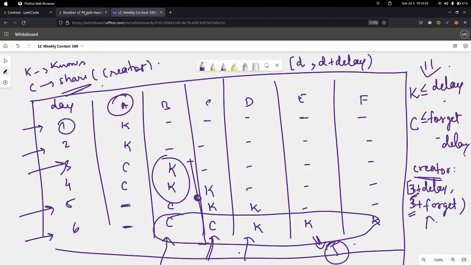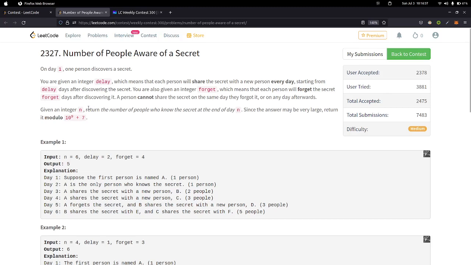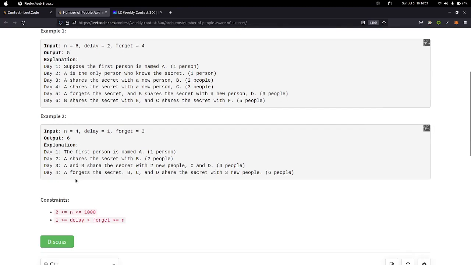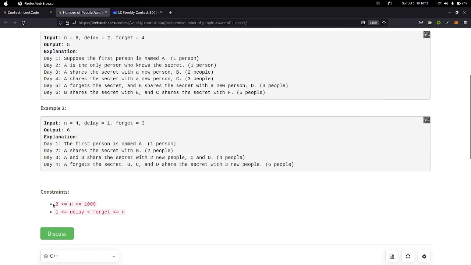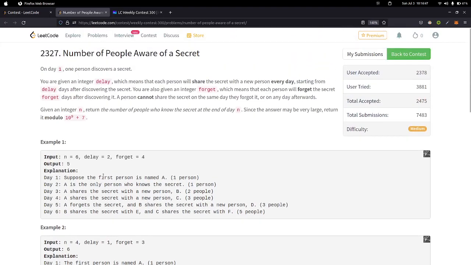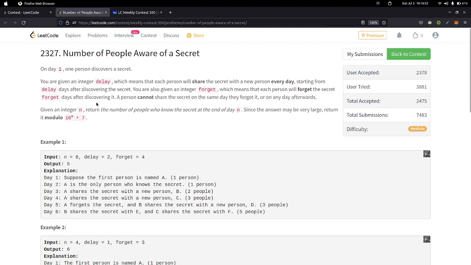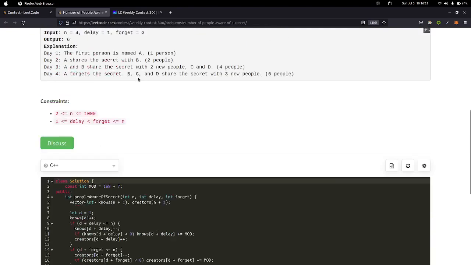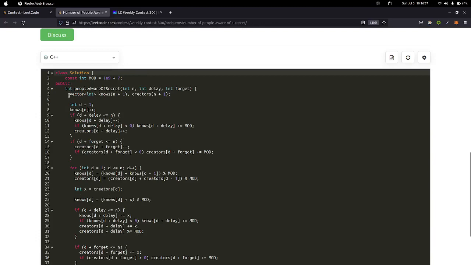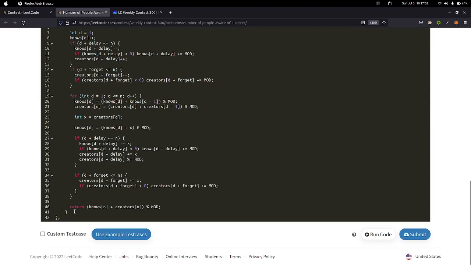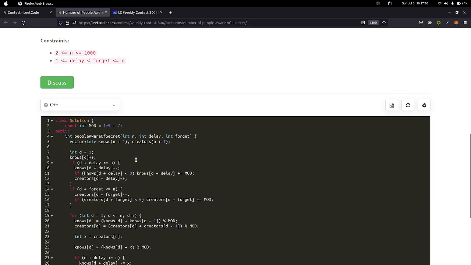The way in which we do this, using a difference array and prefix sum, helps us get linear time complexity for the solution, or else we can do n square as well, so that won't be a problem here. The constraints were very light for this problem. And again we need to return it modulo. Let's see the implementation. As I told, I have created 2 arrays, knows and creators, and in the end I'll be returning the persons who know the message at day n and who are creators at day n, and of course I have to take the modulo.